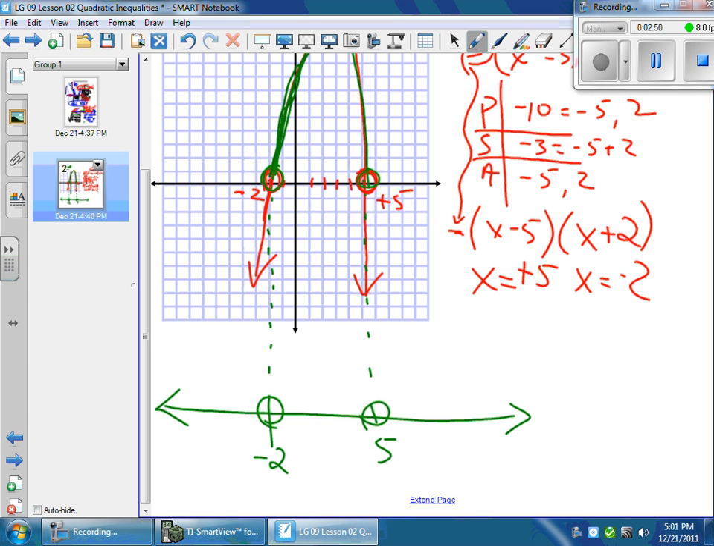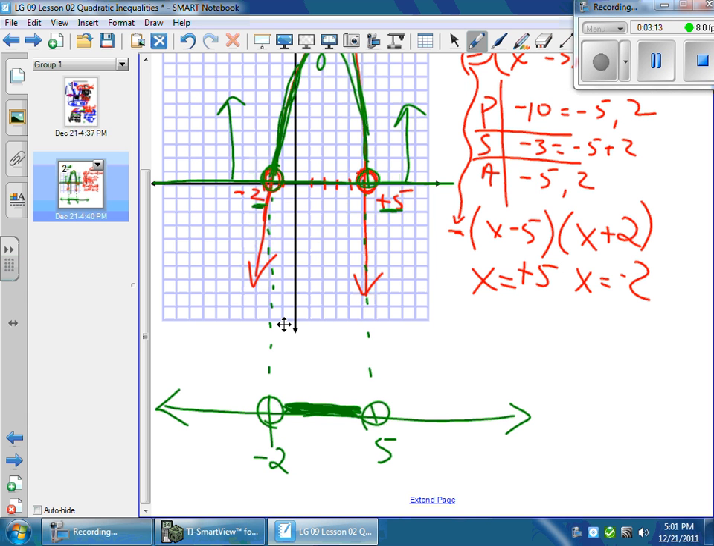Now, where was the shading? The shading was here, between the minus 2 and the positive 5. Okay, guess what? There's my shading, between the minus 2 and the positive 5. That's the section that is above 0. Look at that. You just did test points, you just did shading, you just did the graphing, all in one.